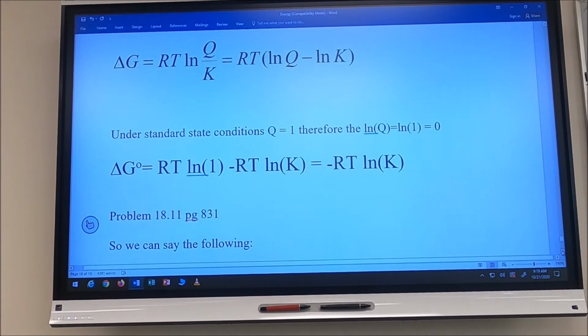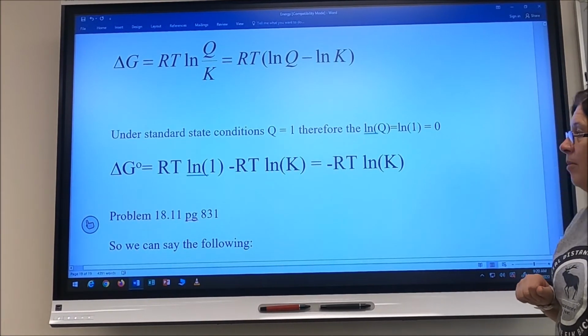Turns out that delta G for any reaction is equal to RT ln of Q over K, which equals RT times the ln of Q minus the ln of K. Under standard state conditions, Q would be 1. The natural log of 1 is 0. So we can say delta G0 is equal to minus RT ln of K. Okay, these are important equations. This one right here, okay, important.